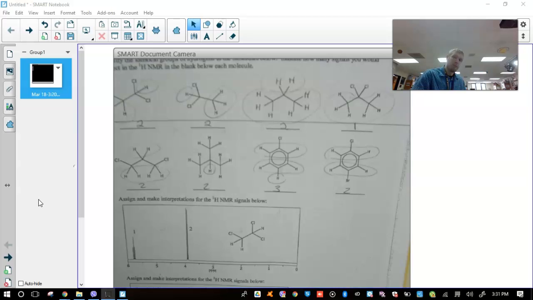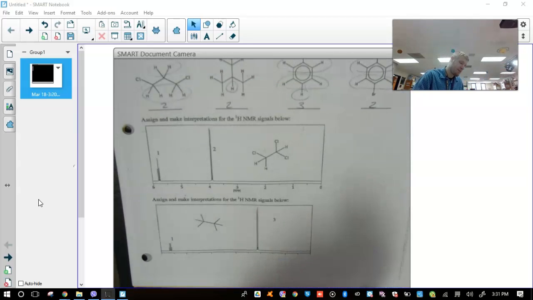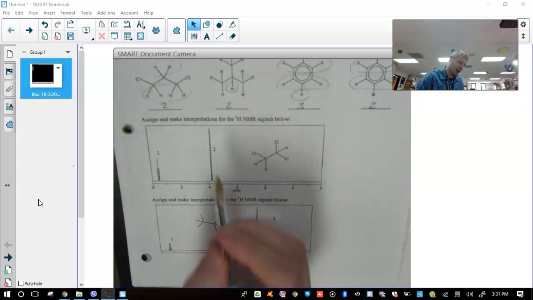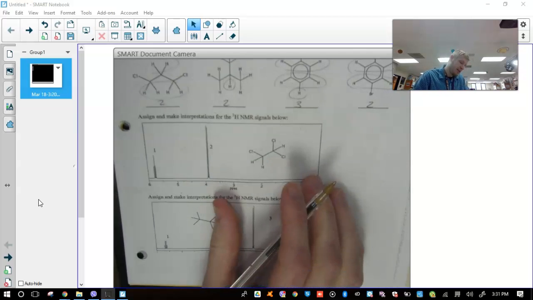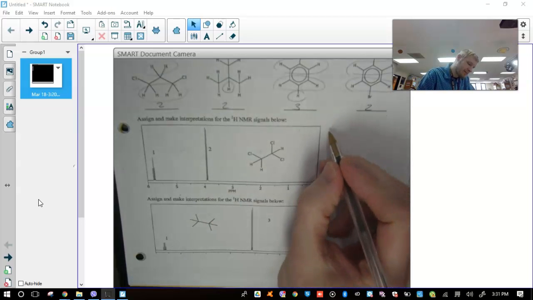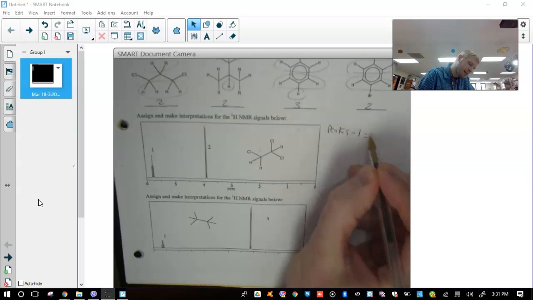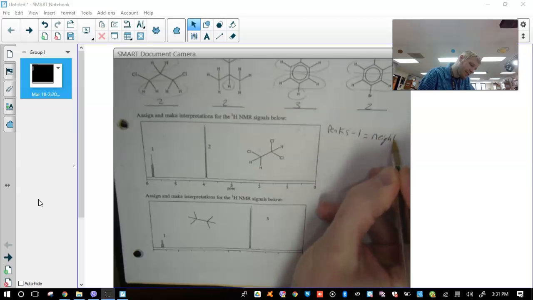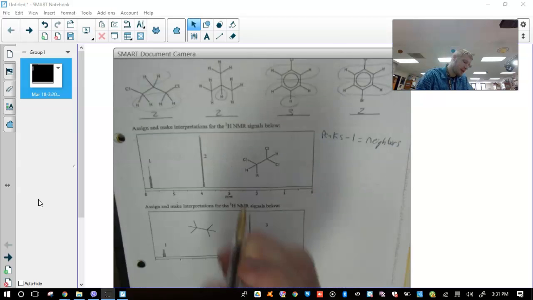Alright, moving on, I want to talk about neighbors. So this was just talking about how many different peaks there are, but now we want to figure out, are they going to be singlets, doublets, triplets, quartets, or multiplets? And the rule of thumb is peaks minus 1 equals neighbors. And we've got to figure out, alright, what is a neighbor?